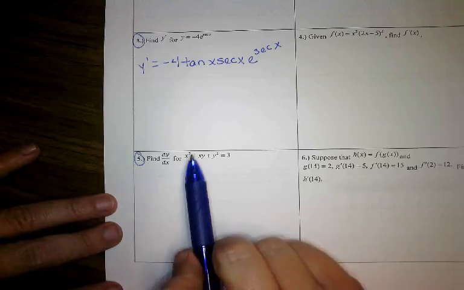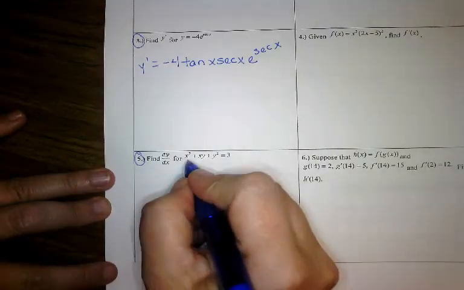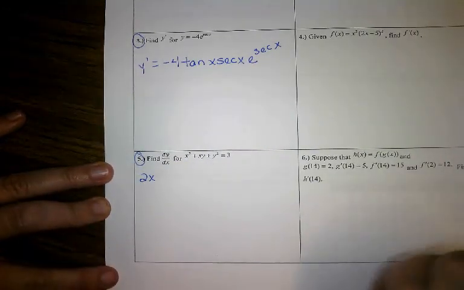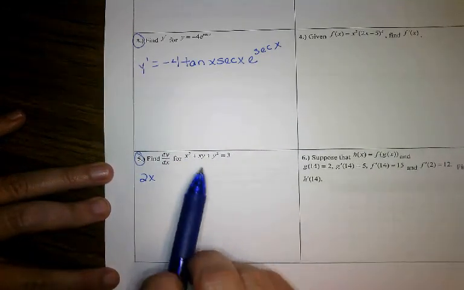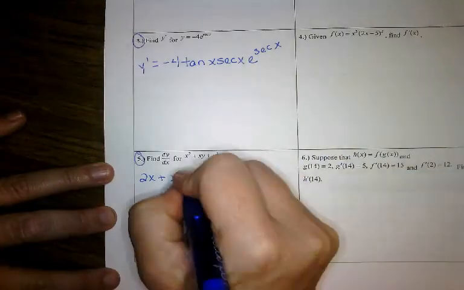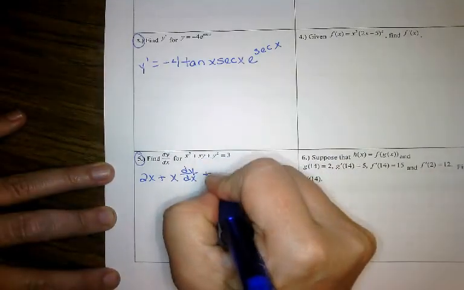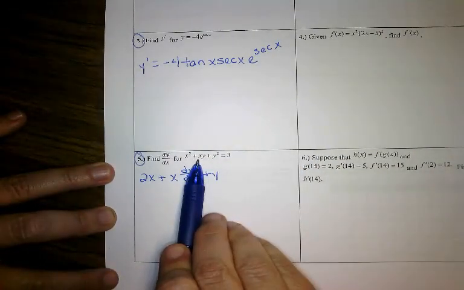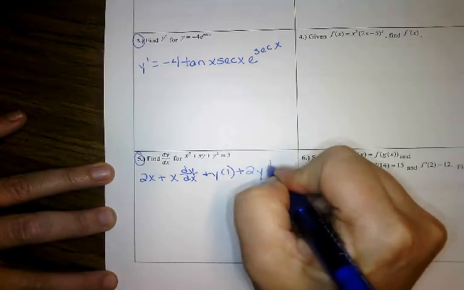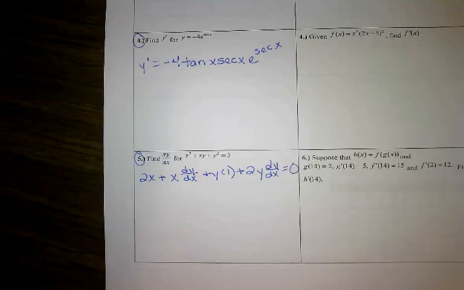Number 5. Okay, we have an implicit here because I've got some x's and y's, and I'm taking the derivative with respect to x. So I'm going to do the derivative one at a time. So the derivative of this is just 2x. dx remember is 1, so we can cancel, leave that out. I have a product rule right here. So the first times the derivative of the second, so that would be 1 dy dx, plus the second times derivative of the first, that's just 1, plus the derivative of this is 2y dy dx, and the derivative of 3 is just 0. Okay?